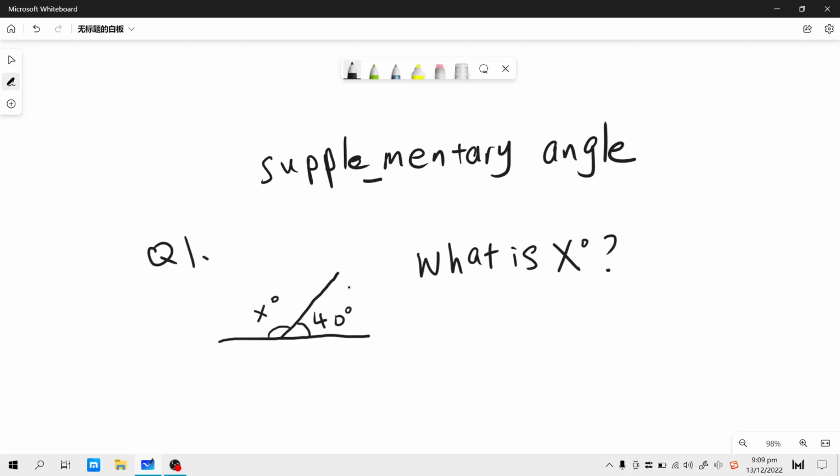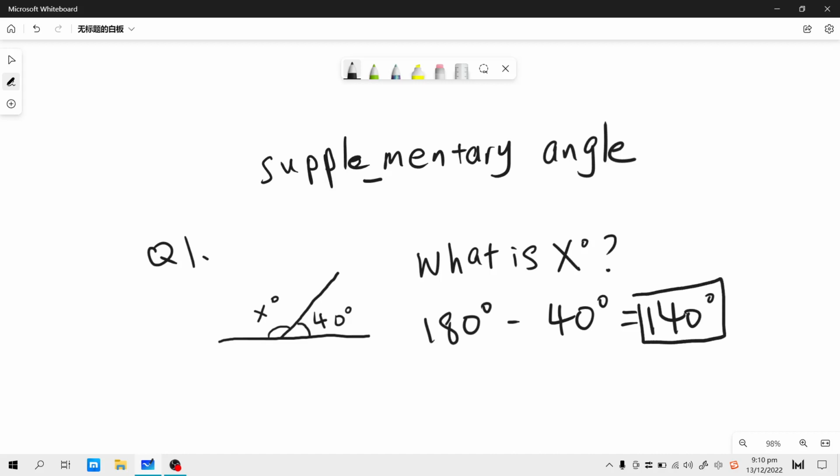So if this is 40 degrees, x is just 180 degrees minus 40 degrees, equals 140 degrees. And so that's our answer. Quite easy, right? Okay, on to the next question.